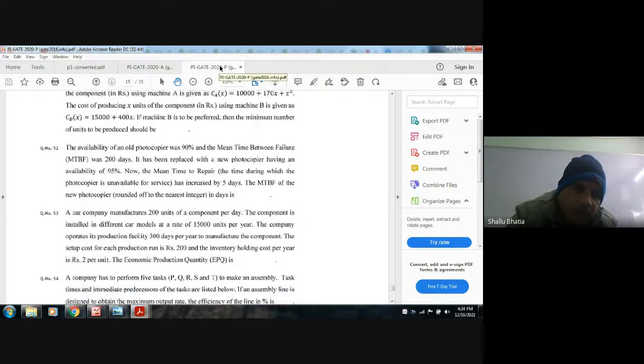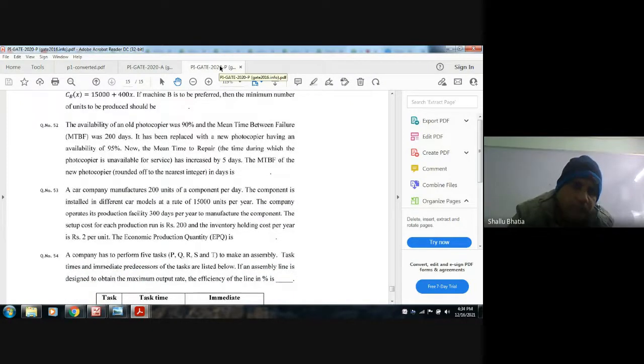The availability of an old photocopier was 90%, and the mean time between failure, MTBF, was 200 days.